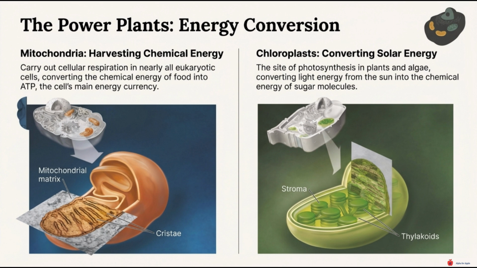First up, mitochondria. You find these in nearly all eukaryotic cells. Their job is cellular respiration, taking the energy from food and converting it into ATP, the universal energy currency of the cell. And their structure is perfectly suited for this.